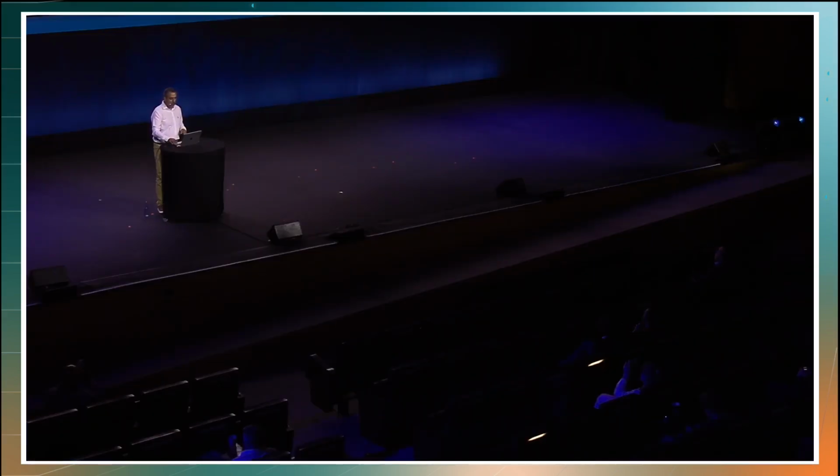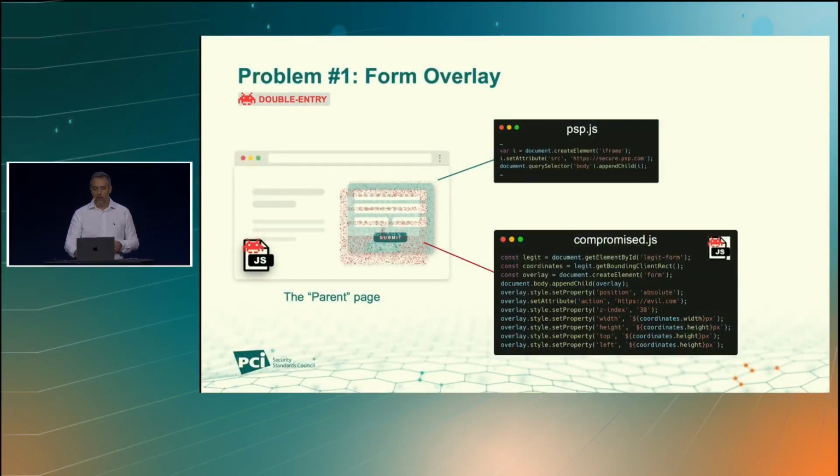So example number one, a form overlay. So in this example, the PSP does what it normally does. It creates the iframe. It points the iframe to secure.psp.com. And then the real iframe is shown. But immediately after, without the user being able to tell, the compromised script will create a fake form and will lay this fake form exactly on top of the real iframe.